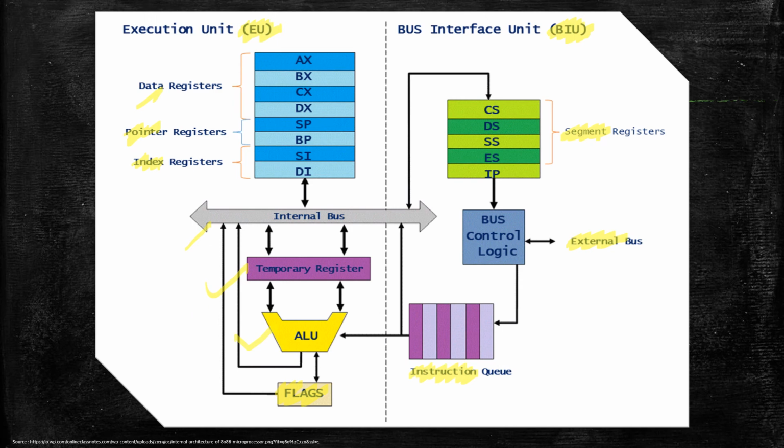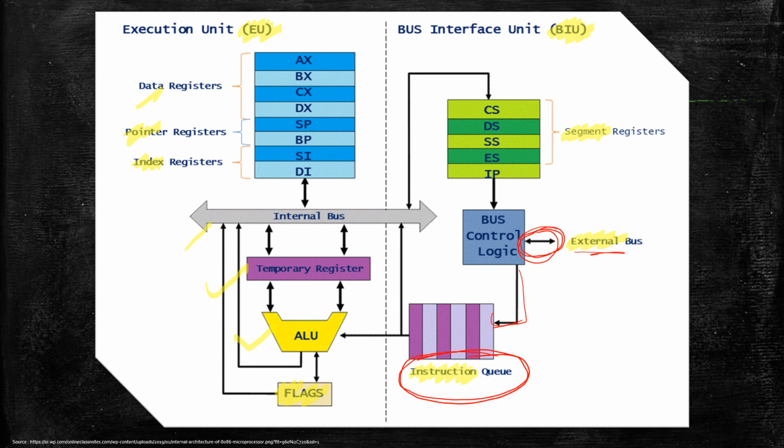So how all this works together, let's see. First, you can find the instructions, right? This is the instruction queue. Now from where will the instruction come? It will come from the bus control logic, and this is the external bus. See this arrow, this must be connected with the other input output devices. Now these instructions go into the instruction queue.